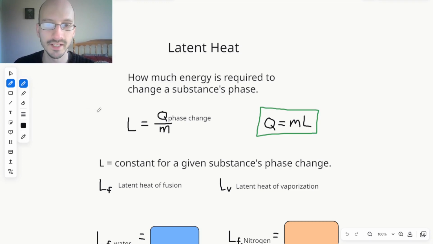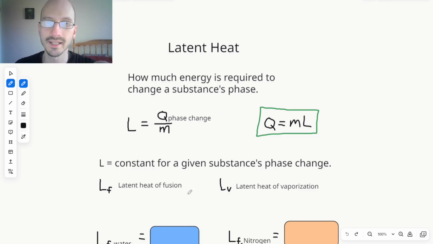The definition of latent heat is the heat it takes to change a substance's phase divided by the mass of the substance in question. And the way that you usually see this equation is this way, because again, latent heat is something you look up in a table. You use the equation, heat is equal to mass times latent heat. That is the heat required to, for instance, melt m mass worth of ice. Latent heat is a constant for a given substance's phase change.